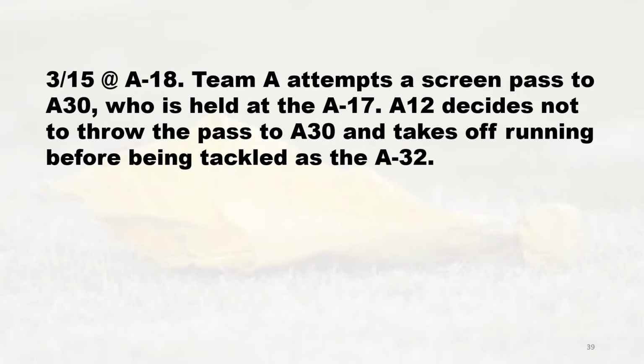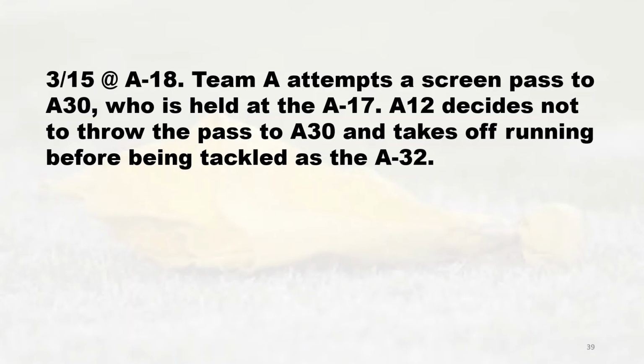All right, let's move on to something that we've been seeing a lot of lately, and it's the rule change associated with defensive holding. So here we have 3rd and 15 at the A18, so very similar play type situation. Team A attempts a screen pass to A30, who is held at the A17. A12 decides not to throw the pass to A30, and then he takes off running and he gets tackled all the way at the A32.